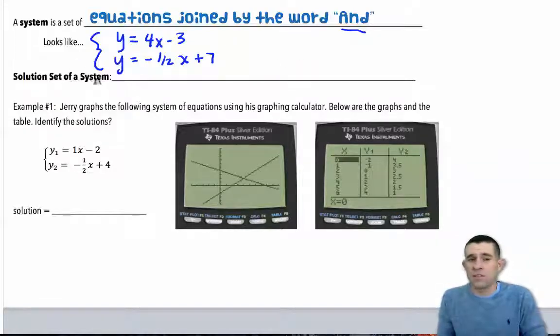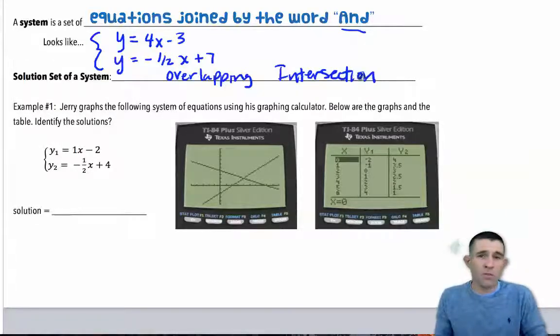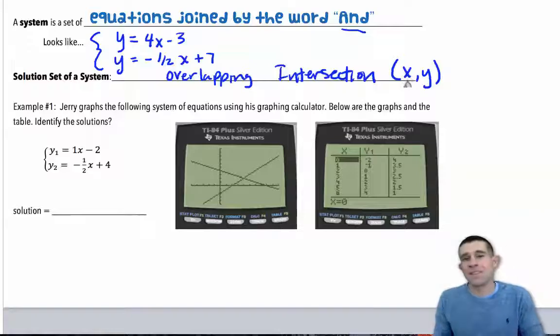Now, the solution set to the system of equations is simply their overlapping. Or, in other words, when we have two lines, it is their intersection point. So we are going to graph these two lines on the coordinate plane and look for their intersection, and where they intersect, that ordered pair will be considered the solution to that system. All right, let's take a look at example 1.